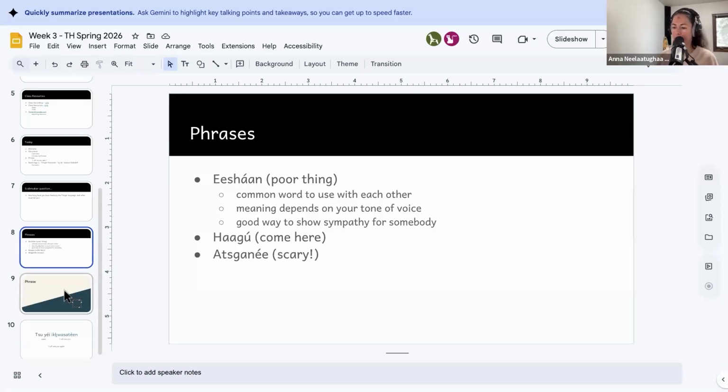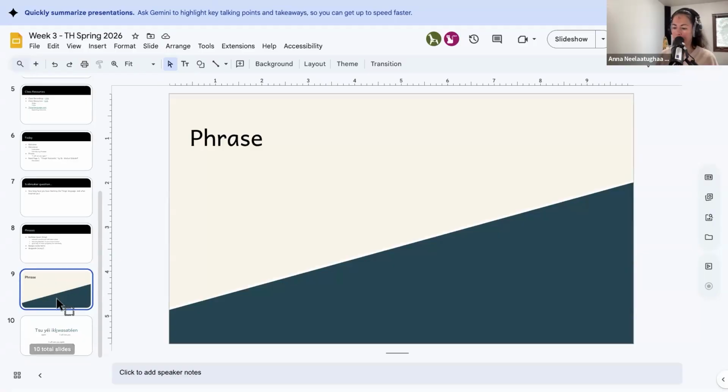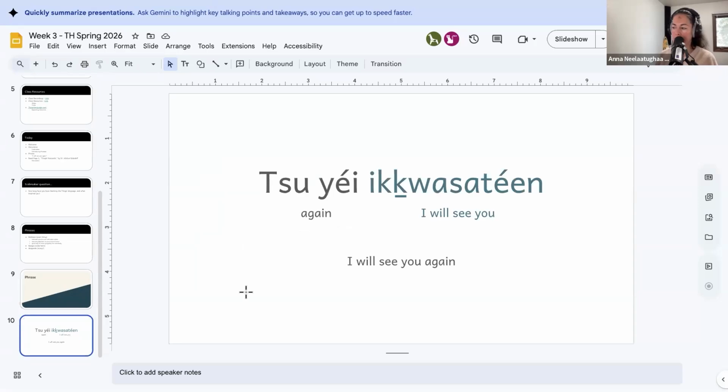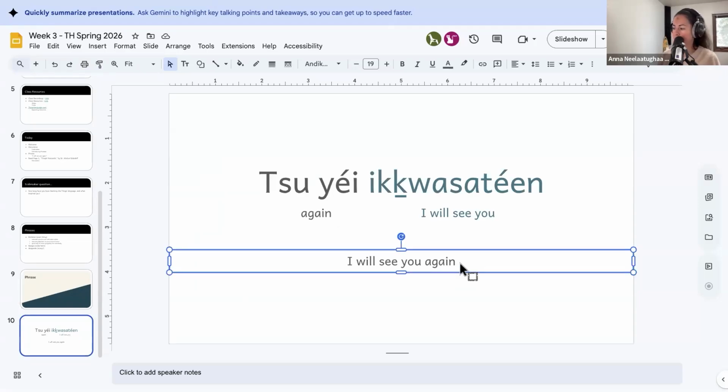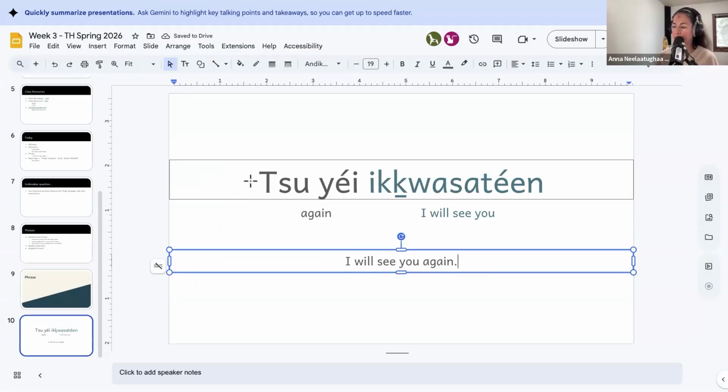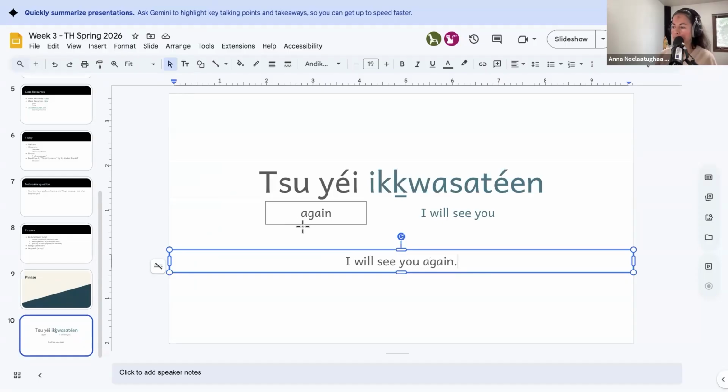We want to teach you phrases, and the one we planned for today is I will see you again. This is something you say when you're saying goodbye to someone, just letting them know you'll see them again. The first part is tsuye, and this means again. Let's practice these first two words. Repeat after me. Tsuye.